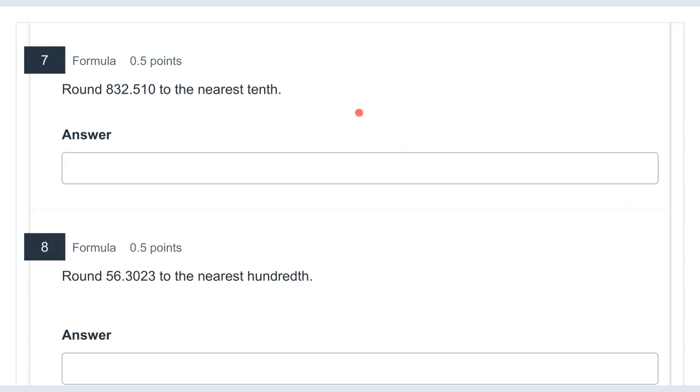Number 7, 832.510. Rounded to the nearest 10th. The digit that's in the 10th spot is this 5. So write the numbers immediately below this without changing anything, 832.5. Stop at 5. Right? And then if we were to round up, 832.6. The only one that changes is that rounding digit.